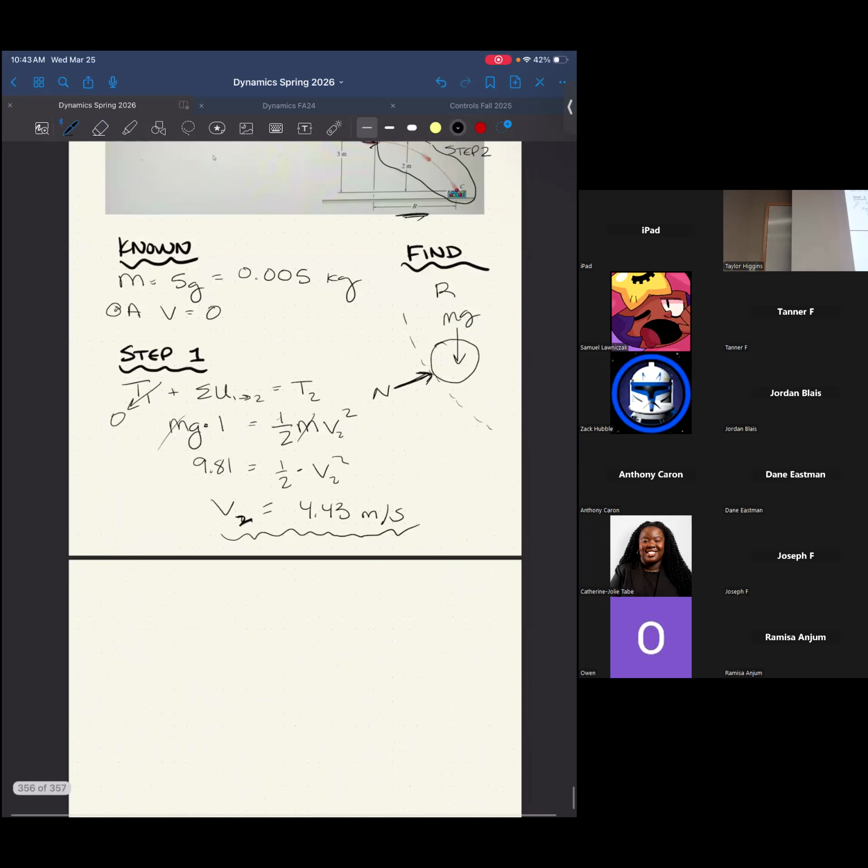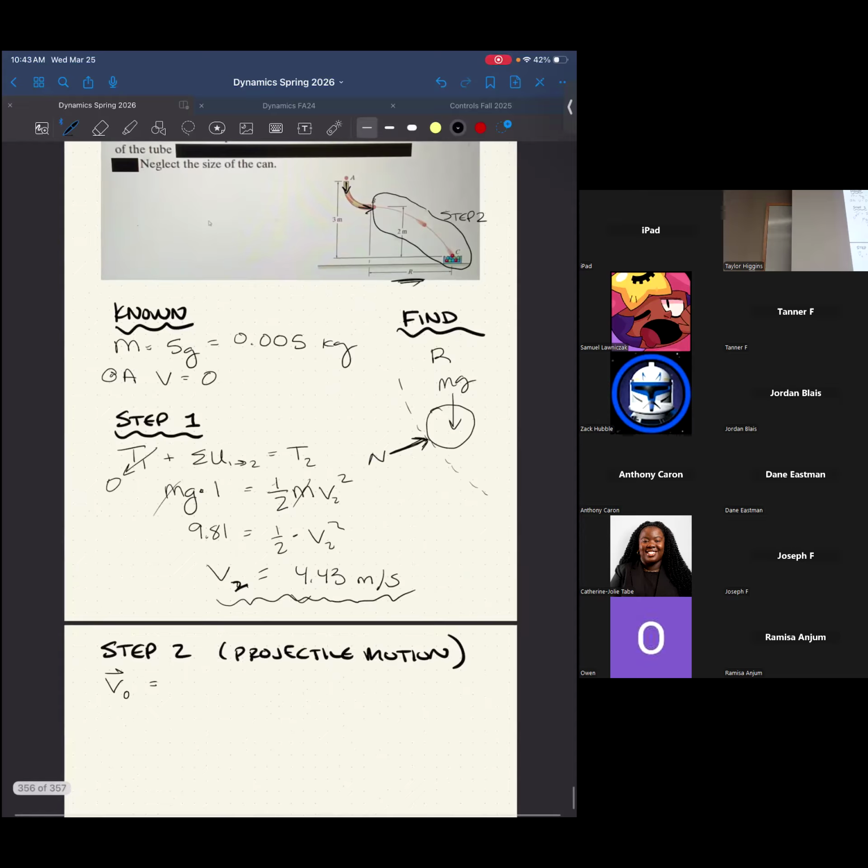Okay, so when we go to do step 2, which is projectile motion, we know that the initial velocity for this step is equal to the entire speed only in the i hat direction, once I tell you what the i hat direction is. So we have 4.43 i hat meters per second.